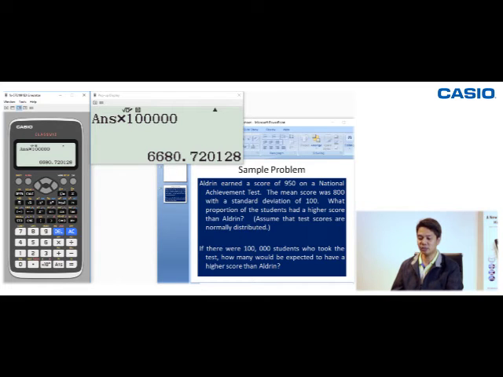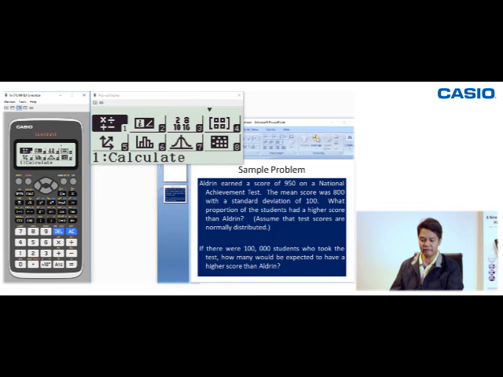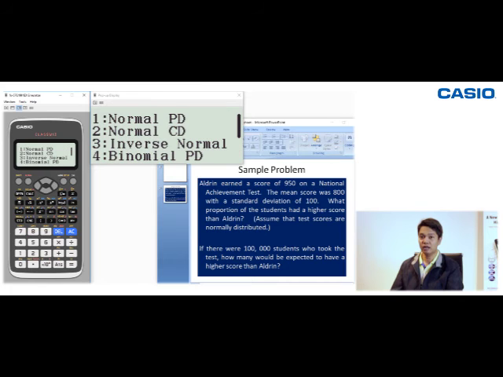Now, going back, as I told you earlier, we have two different solutions here. This time, for solution number 2, we will use the empirical rule, which will be using 3 sigmas away from the mean. Again, go back to menu 7, which is our statistics mode, and then use again the normal cumulative distribution, which is 2.